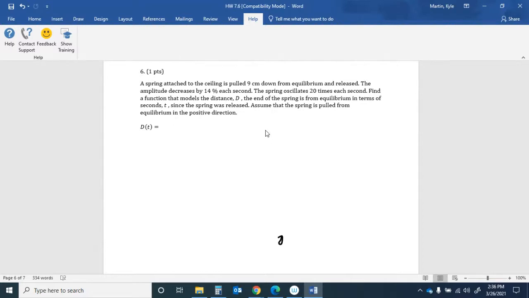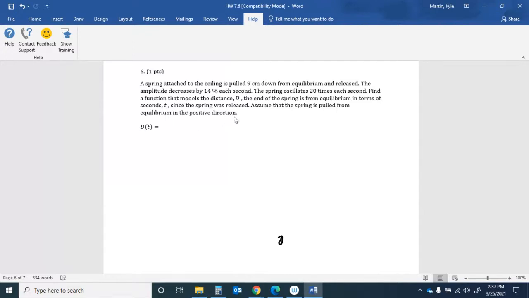Last one, actually. A spring attached to the ceiling is pulled 9 centimeters down from equilibrium and released. The amplitude decreases by 14% each second. The spring oscillates 20 times each second. Find a function that models the distance d the end of the spring is from equilibrium in terms of seconds t since the spring was released. Okay, that's a whole lot to unpack. Assume that the spring is pulled from equilibrium in the positive direction.